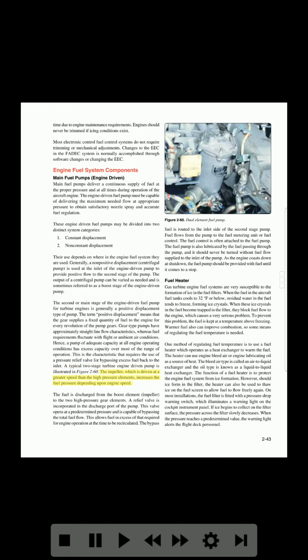The impeller, which is driven at a greater speed than the high-pressure elements, increases the fuel pressure depending upon engine speed. The fuel is discharged from the boost element, impeller, to the two high-pressure gear elements. A relief valve is incorporated in the discharge port of the pump. This valve opens at a predetermined pressure, and is capable of bypassing the total fuel flow. This allows fuel in excess of that required for engine operation at the time to be recirculated. The bypass fuel is routed to the inlet side of the second stage pump. Figure 2-60. Dual-element fuel pump.